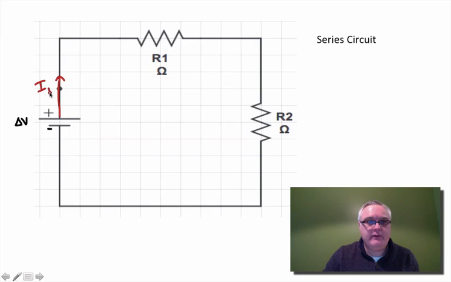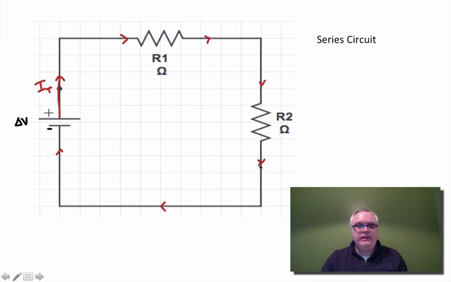Remember, current is the flow of positive charges. So positive charges coming from the positive plate, traveling around this circuit, traveling through each resistor, and eventually coming back to the negative plate. So we're gaining potential difference here, and then traveling around and losing potential difference, giving up energy in each resistor.